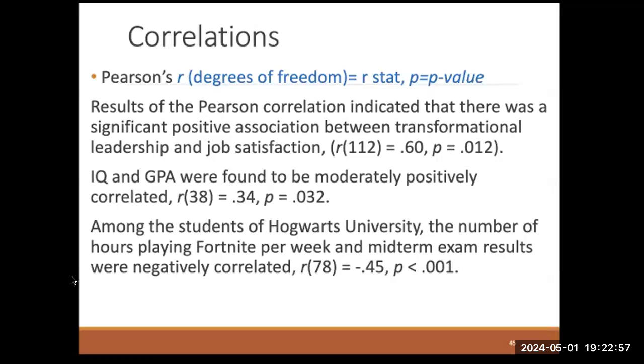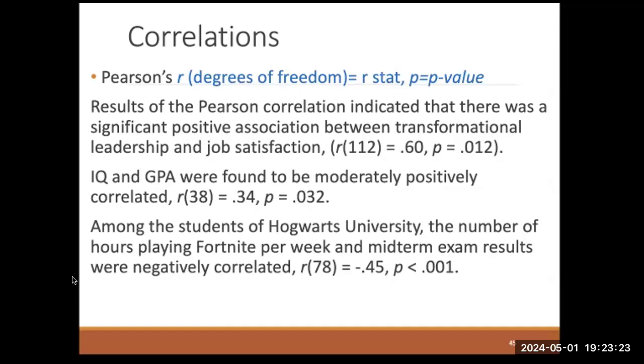And then the number in parentheses, that's the degrees of freedom. So for correlations, the degrees of freedom would be N minus 2. So if you want to know how many people or how many observations are involved, add 2 to whatever number is in that parentheses. So you have R, degrees of freedom, equals your value for the R statistic, and it's going to be anywhere between 0 and 1. And then you have the p-value.